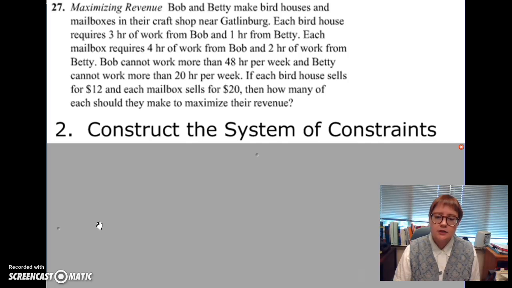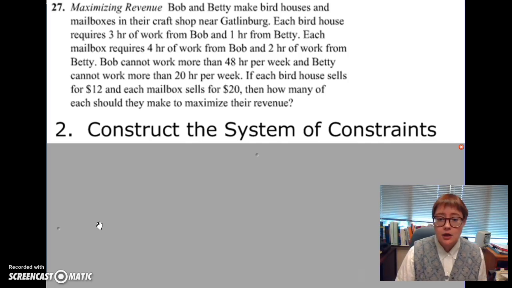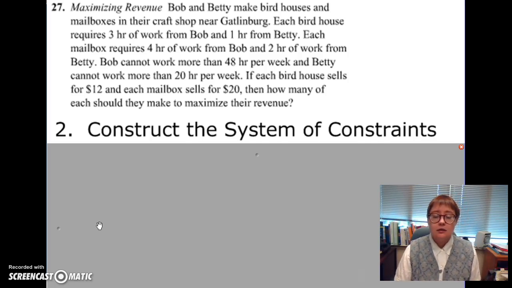Step 2 is to construct a system of constraints. So we need to talk about what a constraint is. A constraint is something that puts a limitation on your scenario. We represent constraints using linear inequalities. So what I'm going to be looking for is anything that limits the number of birdhouses and the number of mailboxes that we can make.